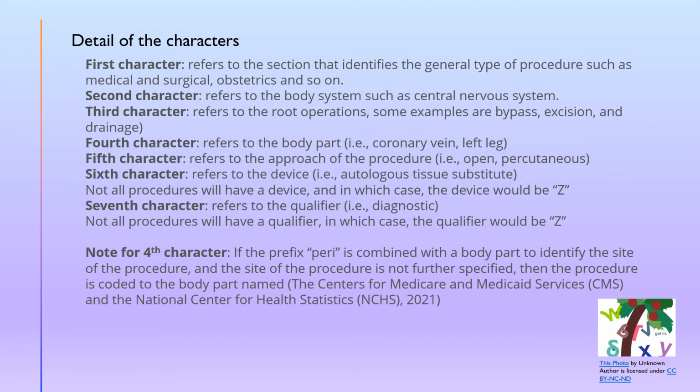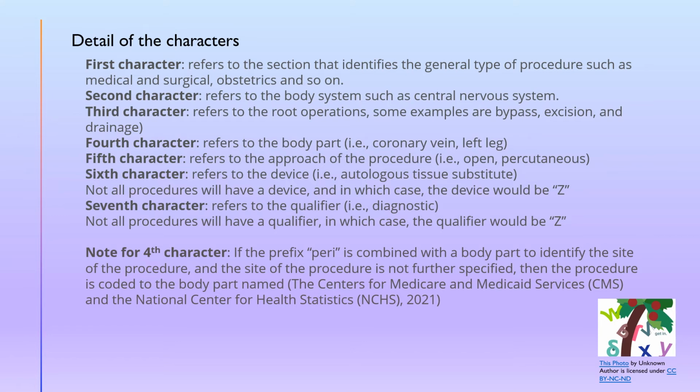Details of the characters. The first character refers to the section that identifies the general type of procedure, such as medical, surgical, obstetrics, and so on. The second character refers to the body system, such as central nervous system. The third character refers to the root operations. Some examples are bypass, excision, and drainage. The fourth character refers to the body part, such as coronary vein or left leg. The fifth character refers to the approach of the procedure. Example is open or percutaneous.